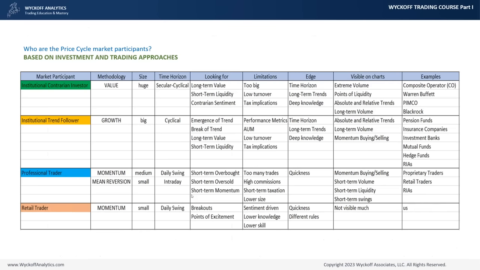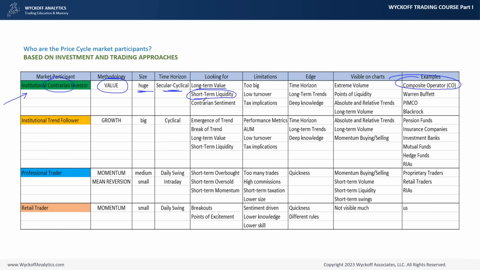Let's talk now about the market participants. Who actually are those CO types and trend followers and so on and so forth? So our CO type, the composite man, is usually going to be what we're going to call an institutional contrarian investor. And we also will call this a value investor. Now, the size of their position is just huge. And their time horizon is also huge, from a secular to a cyclical time frame that they look at. They're looking for long-term value, short-term liquidity to open their positions and to add to the positions. And they look at the contrarian sentiment.